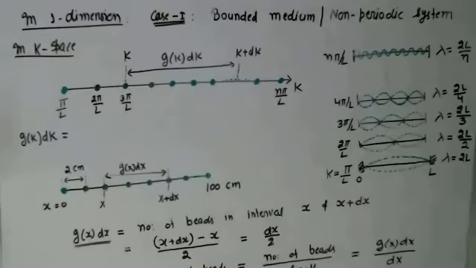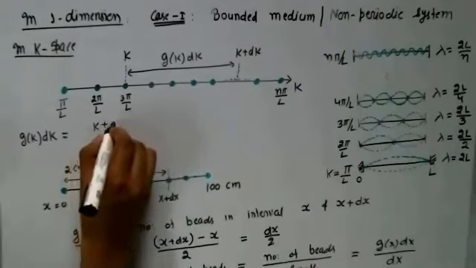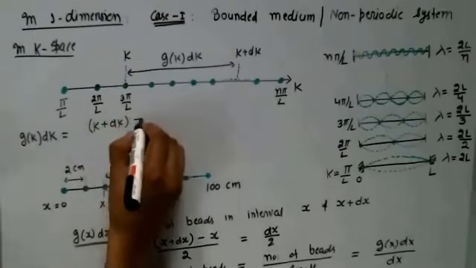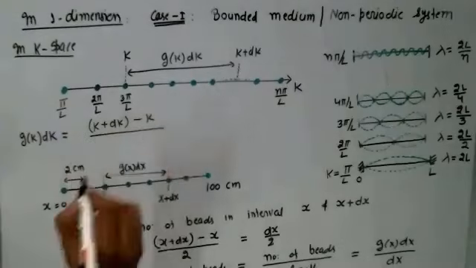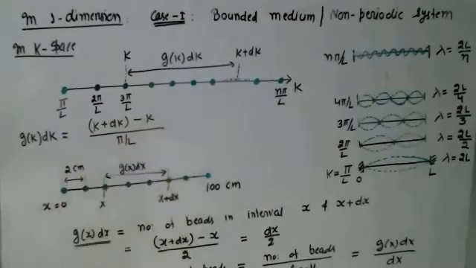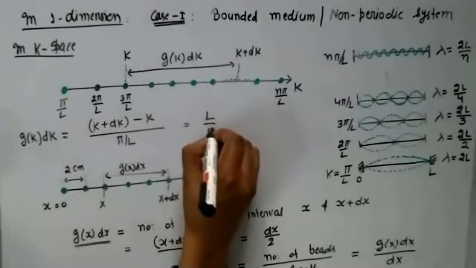कितना होगा, can you write down, ये क्या वैल्यू होगी gk dk की, k plus dk minus k exactly, very good, pi by L into (k plus dk minus k) जैसे यहाँ पर k लिखा हम लोगों ने, माइनस k, डिवाइड बाई pi by L, that's correct. तो क्या बन जाएगा ये, L by pi dk.